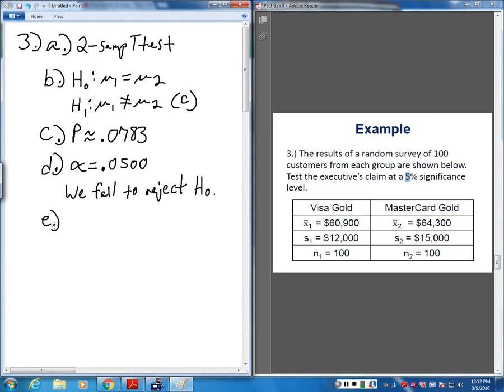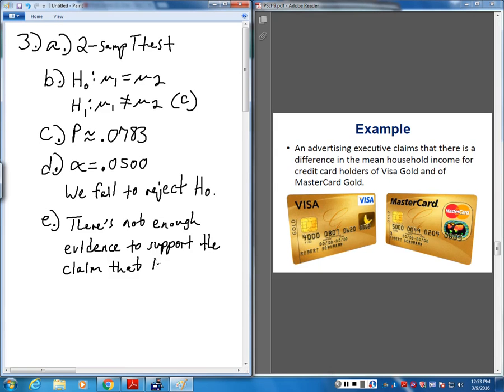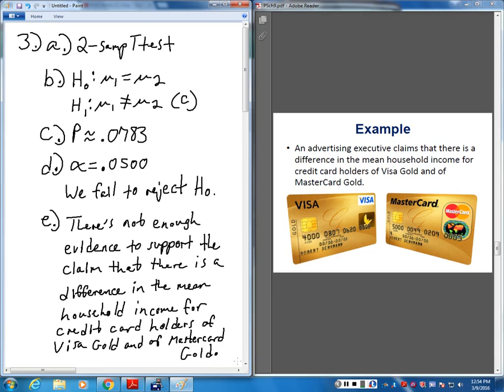In the last step, we'll interpret this outcome in terms of the original claim. Because we failed to reject the null, and the claim was the alternative, we say there's not enough evidence to support the claim that there's a difference in the mean household income for credit card holders of Visa Gold and of MasterCard Gold. That concludes this hypothesis test.